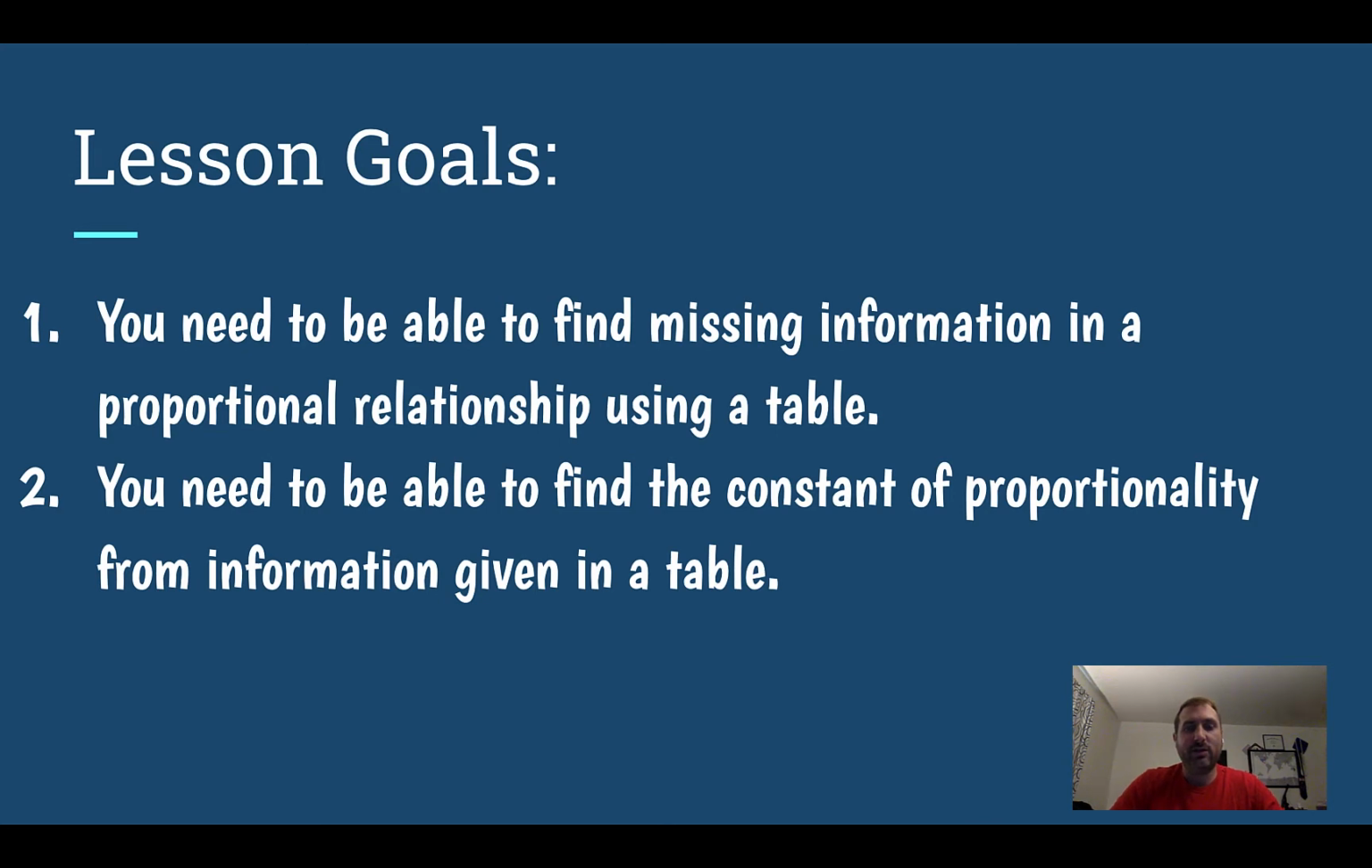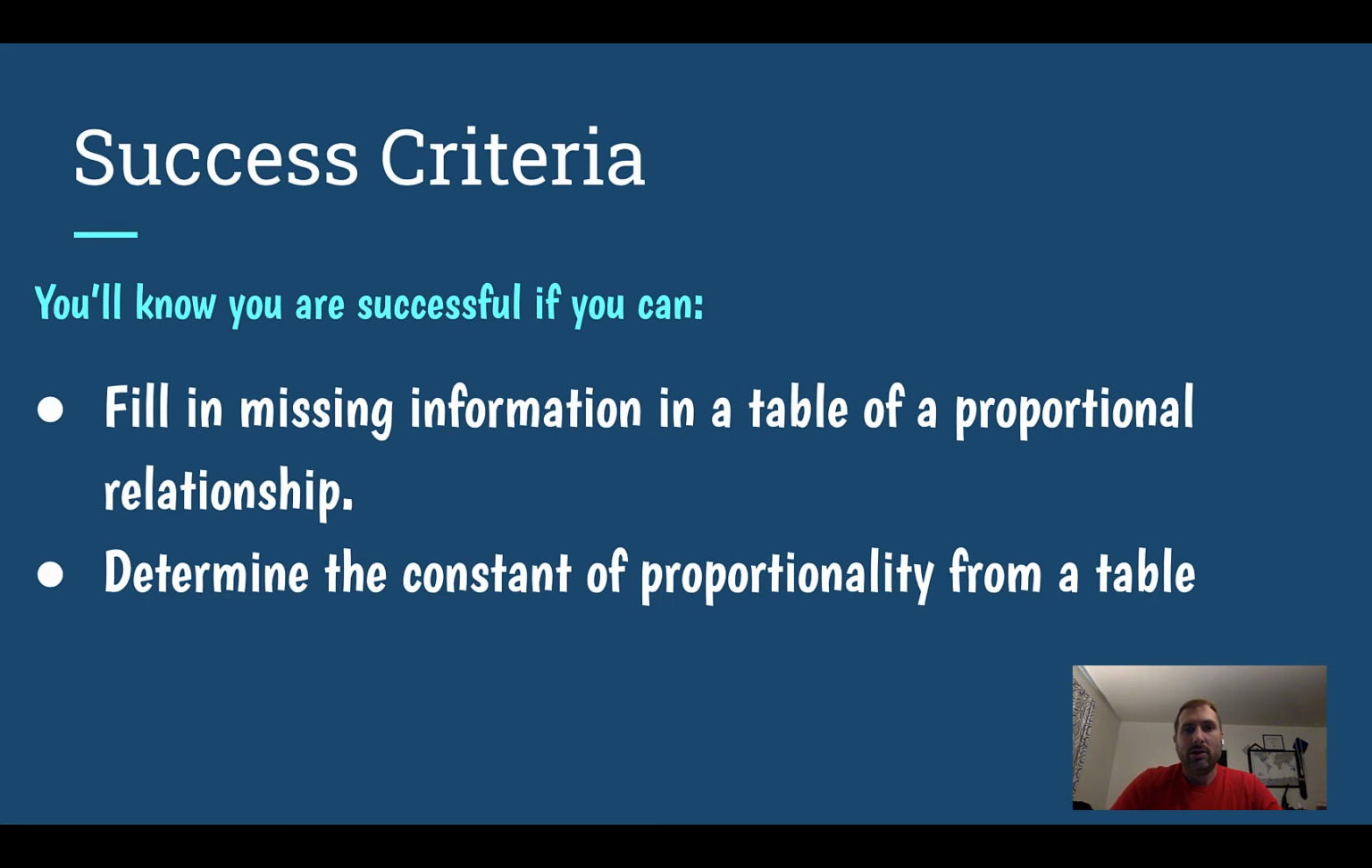After this lesson, you need to be able to find missing information in a proportional relationship using a table, and you need to be able to find the constant of proportionality from information given in the table. You'll know you're successful after this lesson if you can fill in missing information in a table of a proportional relationship, and if you can determine the constant of proportionality from the table.